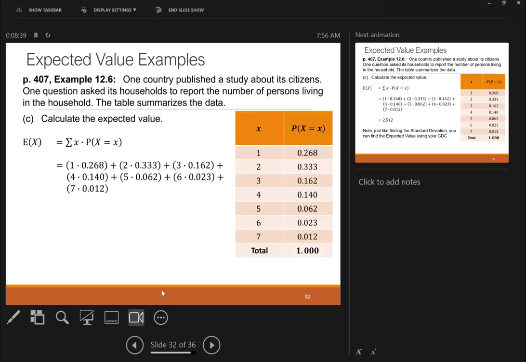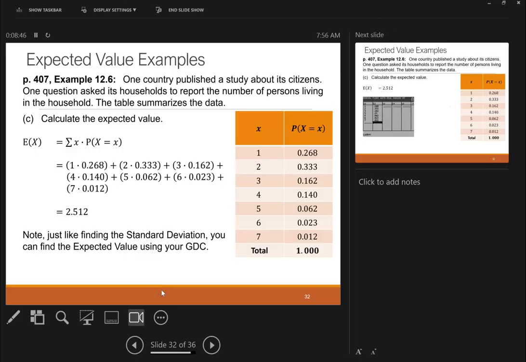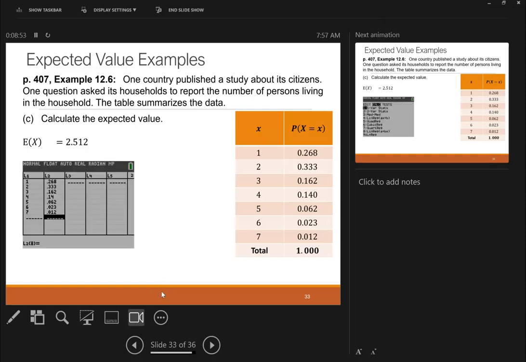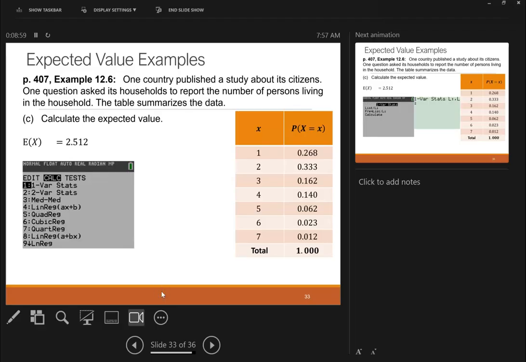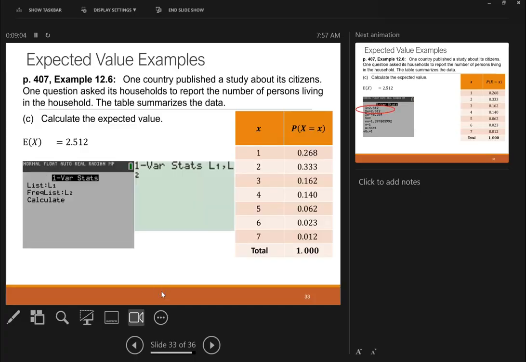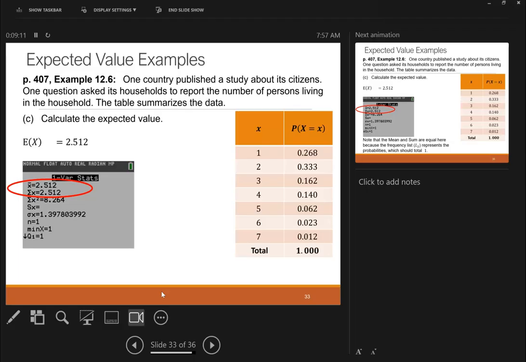Enter the probability distribution into our calculator as lists and do one variable stats. So just like we did before on the previous example, we could use our calculator to calculate this expectation. So again, typed everything into lists, picked one variable stats, ran L1 as my list, and L2 as my frequency list. And output right there, the mean will be the same as my expectation.